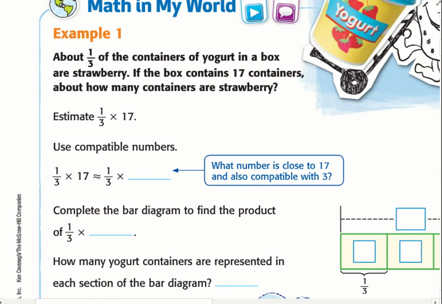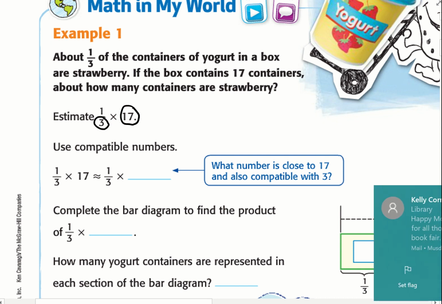So example 1. About 1/3 of the containers of yogurt in a box of strawberries are strawberry. If the box contains 17 containers, about how many containers are strawberry? We're going to be using compatible numbers. We're going to estimate 1/3 and 17. This is the strategy for fractions with whole numbers. I'm going to take a look at my denominator, which is 3, and my whole number, which is 17.